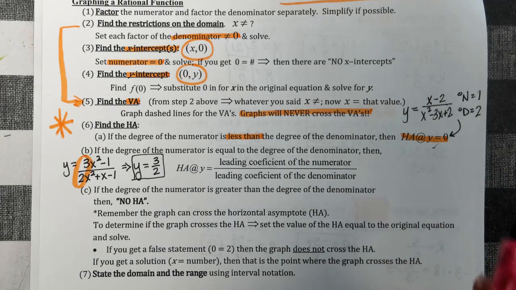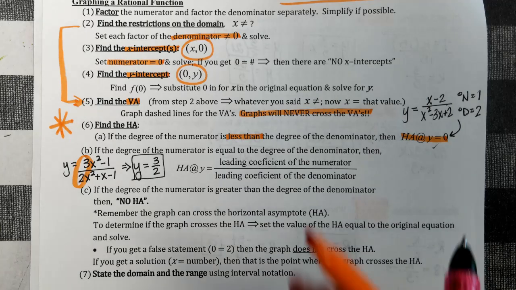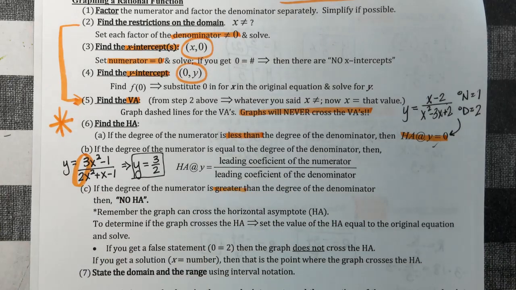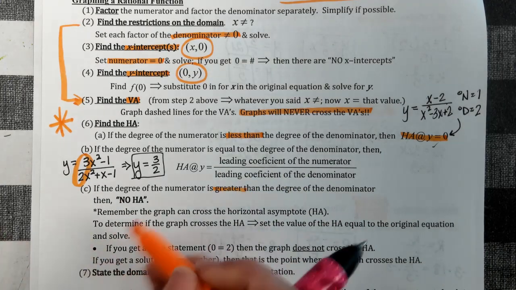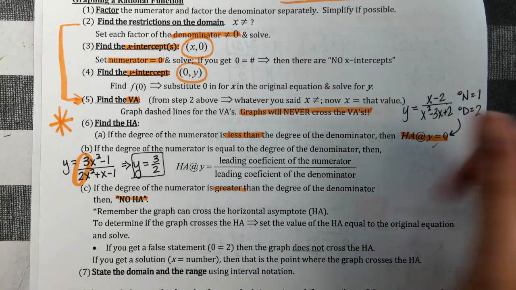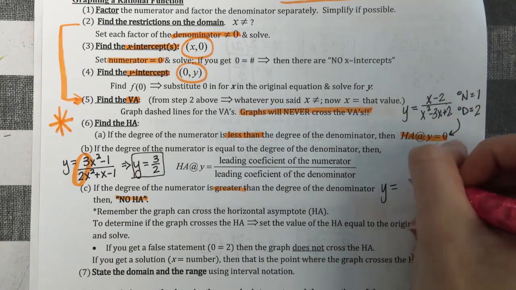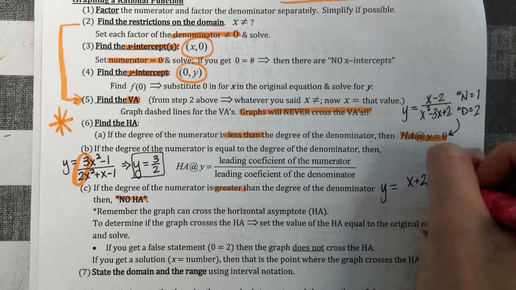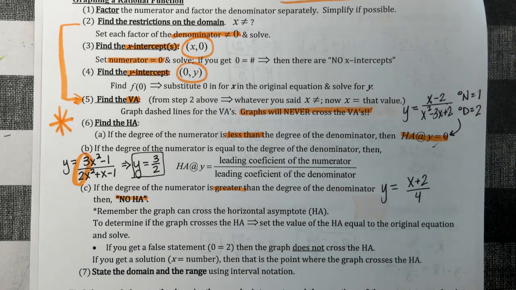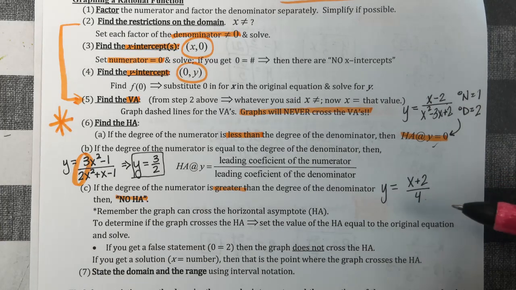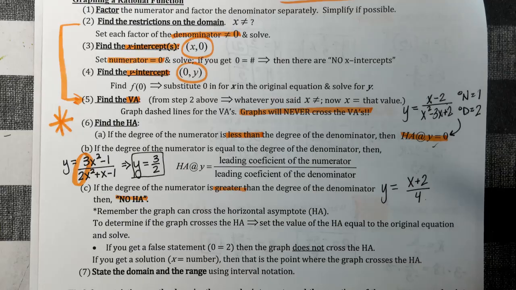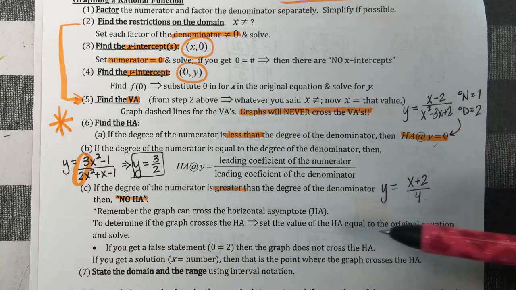Okay. Then, if the degree of the numerator is greater than the degree of the denominator, then you have no horizontal asymptote. So if I have y equals something as simple as x plus 2 over 4, that would have no horizontal asymptote because the degree of the numerator is 1, the degree of the denominator is 0, because you don't have an x. Okay, so you have to know those 3 rules.